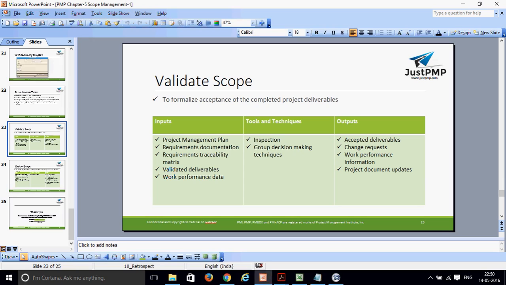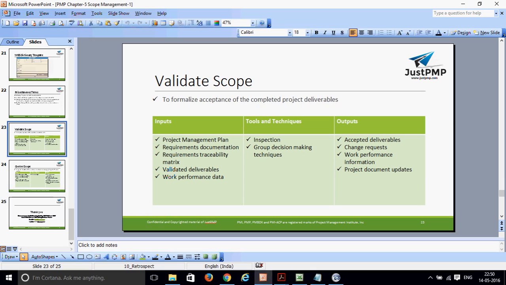So that is how inspection works. Yes, you can easily inspect it. Go and see whatever they defined and see whether as per the plan they have done it or not. So that's the inspection part, okay. So these things, validate scope, all come after the project is delivered. It's the monitoring and controlling part, okay.